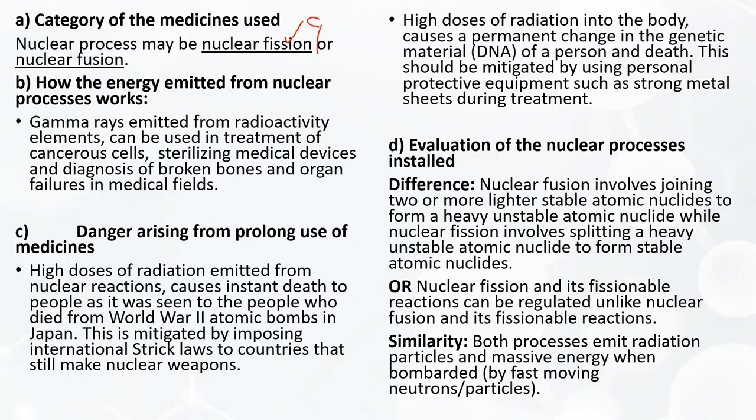Then how the energy emitted from nuclear process works. The energy emitted, we saw that it was the gamma rays. So we talk about how gamma rays work. So we say gamma rays emitted from radioactive elements can be used in treatment of cancerous cells, sterilizing medical devices, and diagnosis of broken bones and organ failures in medical fields. So here it is our function, and you have to make sure that our function is very well explained.